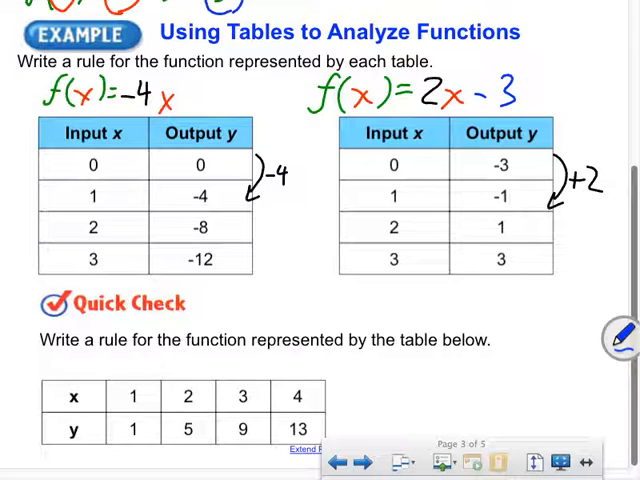Okay, now let's try 2. 2 times 2 is what? 4. And then -3, what do I get back? 1. Is that the correct output? I think we got it. So do you guys see how I'm trying to show you like a cookbook method? Okay? All right. Now let's see if you guys got this.